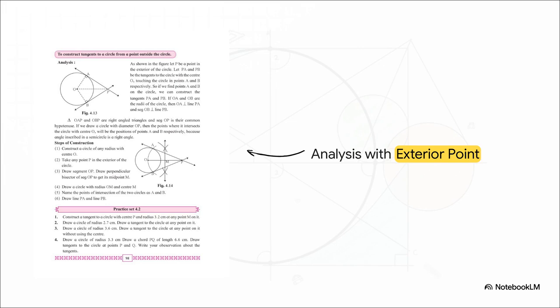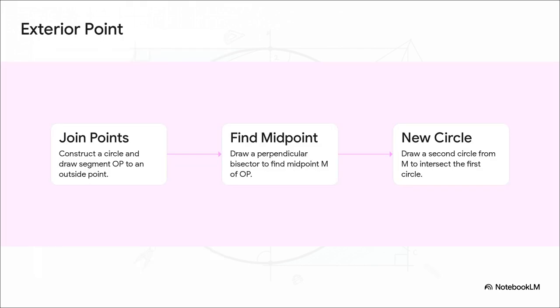We wish to draw tangents PA and PB. If we simply join the center O to point P, the segment OP becomes the hypotenuse for two right-angled triangles, OAP and OBP. Since those angles must be 90 degrees to form tangents, points A and B will naturally lie on the circumference of a second circle that happens to have segment OP as its diameter. Let us walk through the practical steps to make this happen.